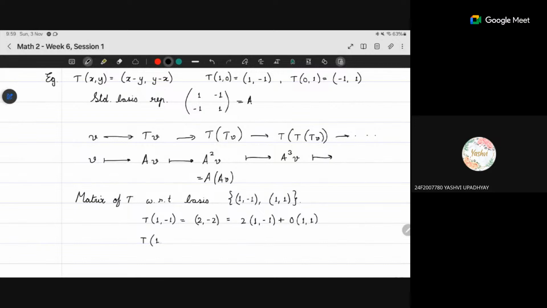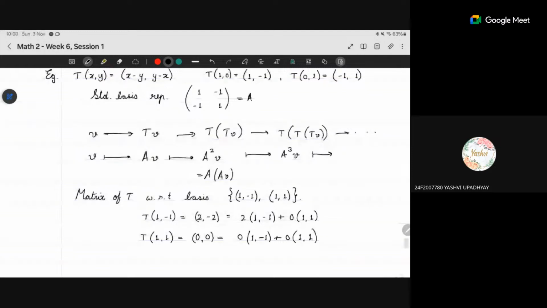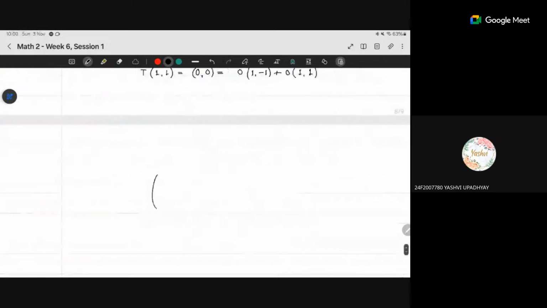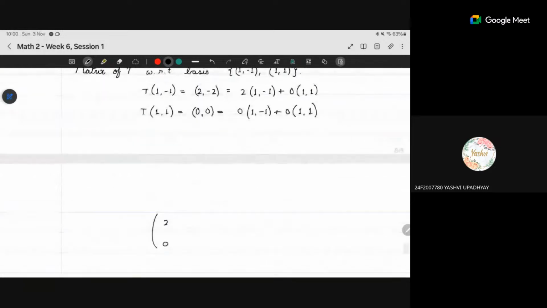What do I need to do next? I need to look at what T of (1, 1) is. But that is (0, 0), just (0, 0). And this I can write as 0 times (1, -1) plus 0 times (1, 1). So what is the matrix in this basis? It is [[2, 0], [0, 0]], right?